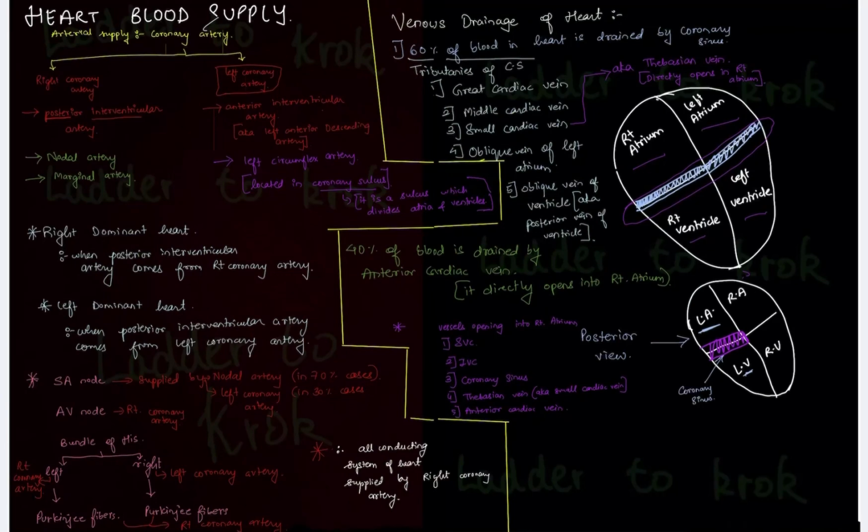This was all about the blood supply of the heart. Now you know about the arterial supply as well as the venous drainage of the heart.